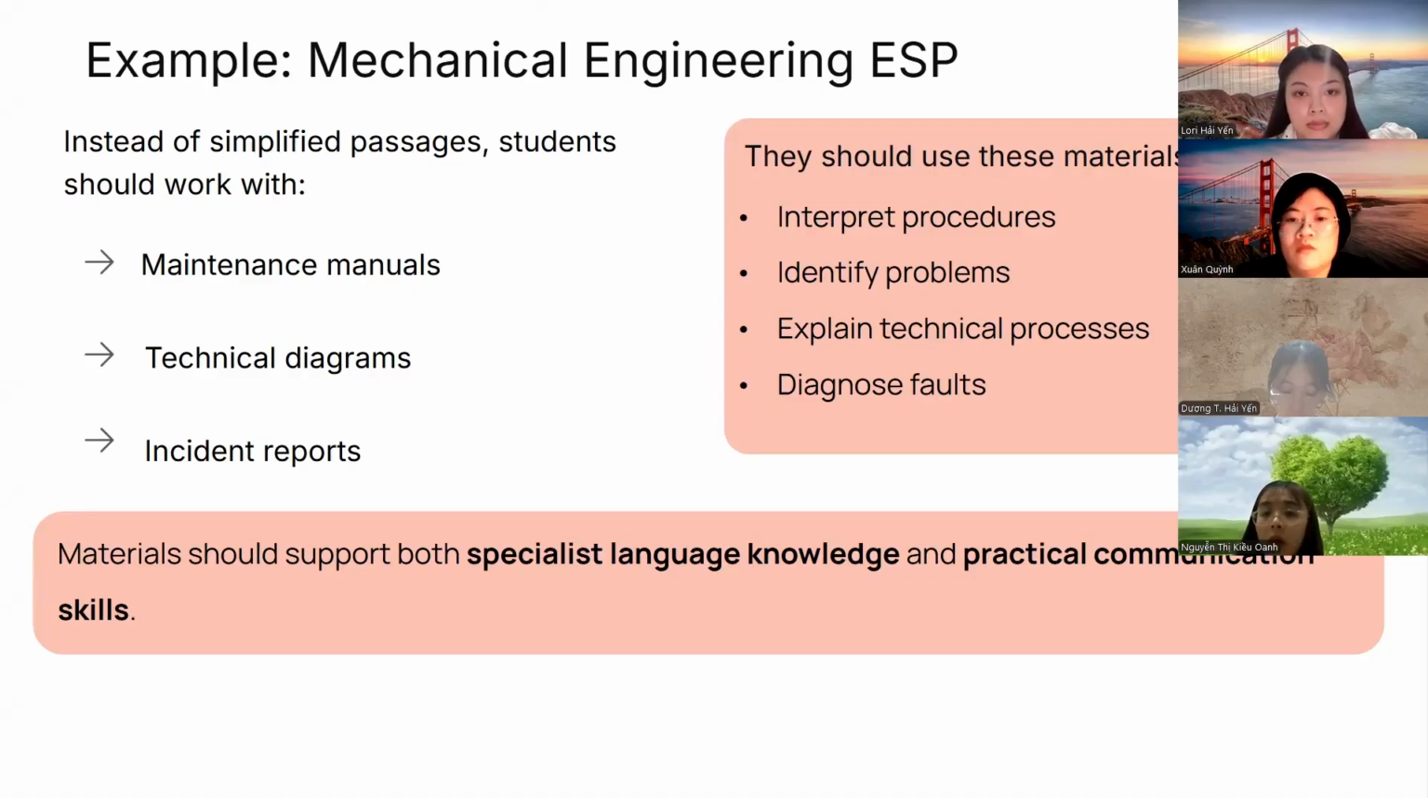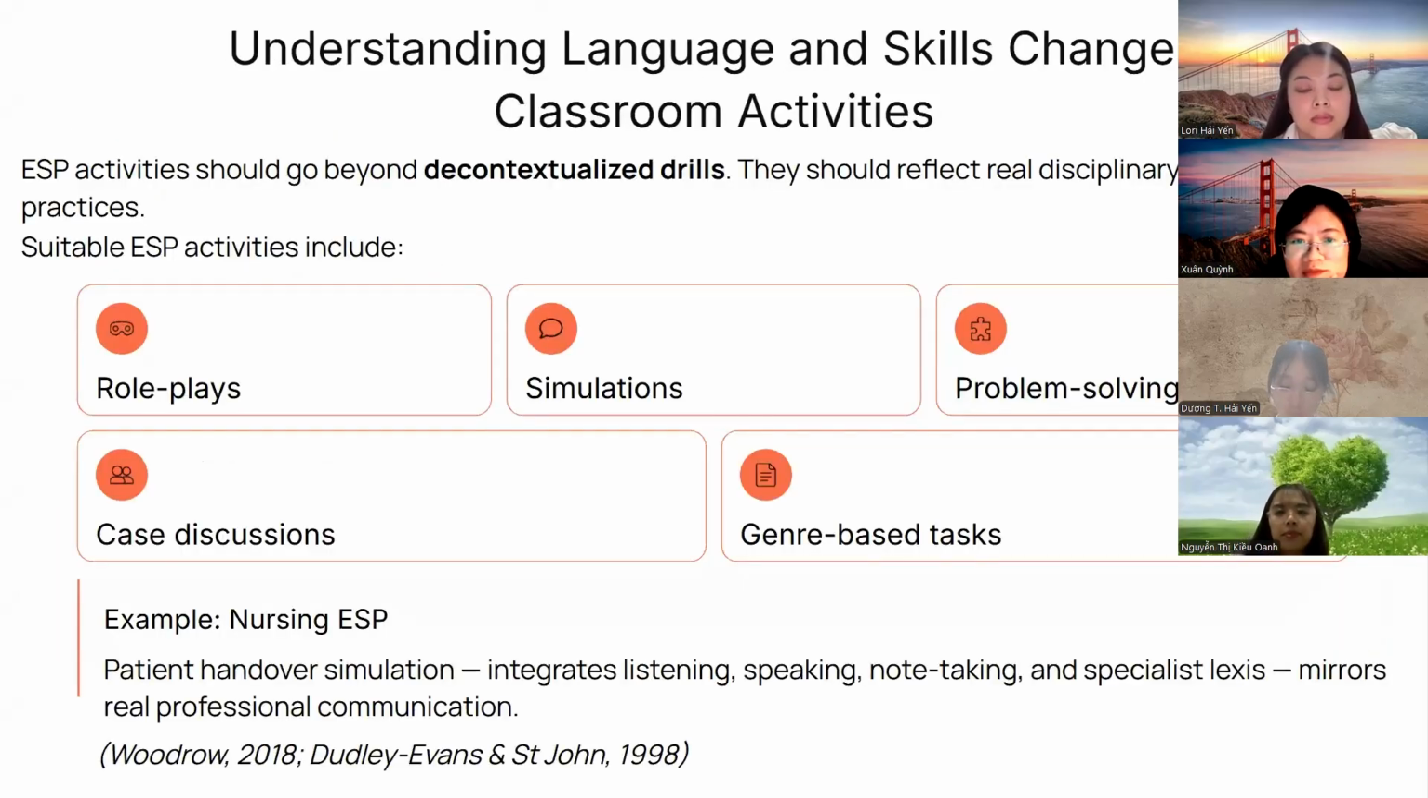So the material does not only teach vocabulary like pressure or alignment, it also helps students develop practical communication skills in their specialty. And that is why ESP material should support both specialist language knowledge and real communicative abilities. Next slide, please. The third implication is classroom activities. In ESP, activities should go beyond isolated, decontextualized exercises. They should reflect real workplace or disciplinary practice.